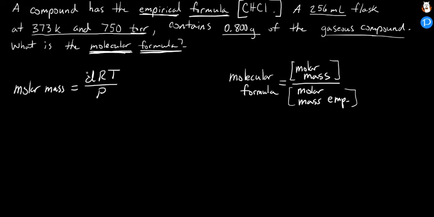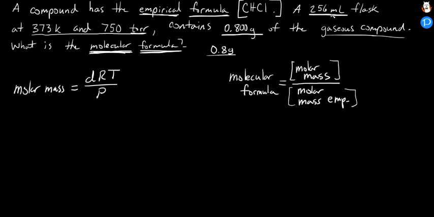And do I know the density? Well, the problem says that this is a 256 milliliter flask, and it contains 0.8 grams. Well, that's a density right there, right? Because remember that density is mass over volume. Here's a mass, here's a volume. So therefore, I know what the density is. I'm just going to take that number, 0.8 grams, divided by the volume.